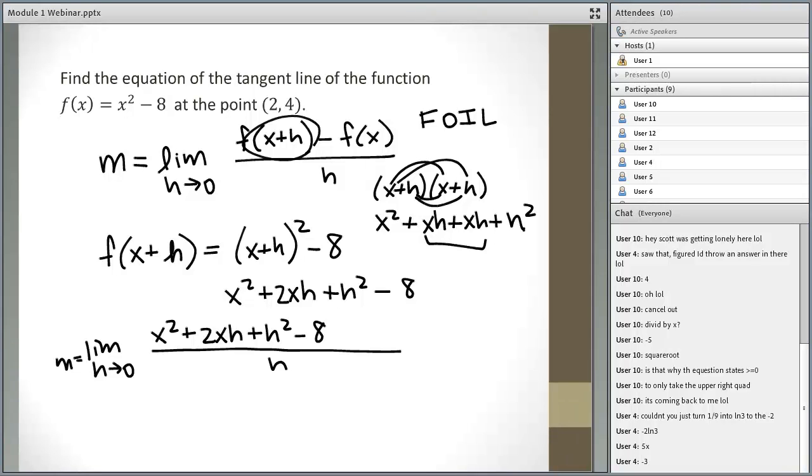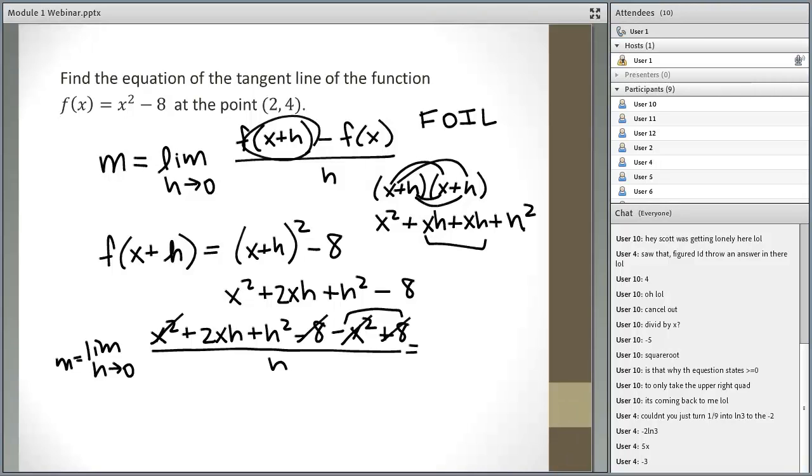So I have minus x squared and then plus 8 because the negative became a positive 8. And what you'll notice is things are going to start canceling. So the x squared and the minus x squared cancel. And then the minus 8 and the 8 cancel. So the original function, this minus f of x, it will always cancel every single time. So if something doesn't cancel from that minus f of x term, something went wrong. So just make sure that you distributed the negative.